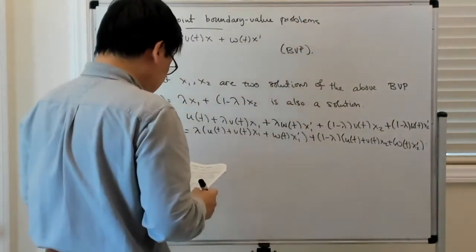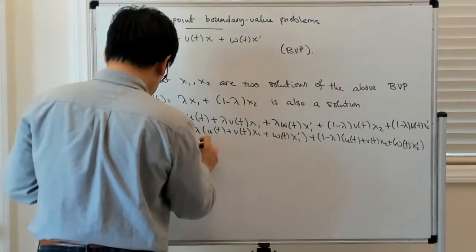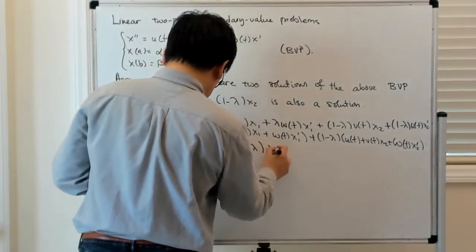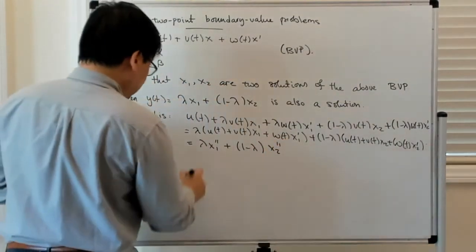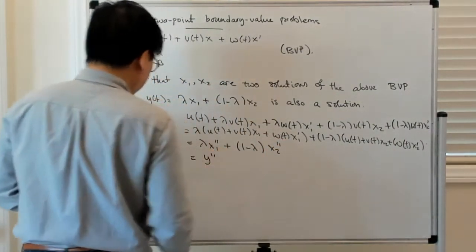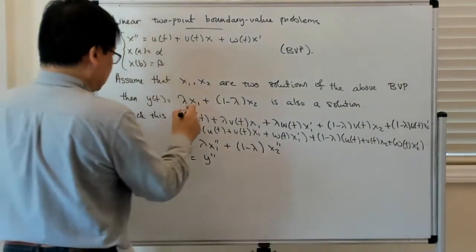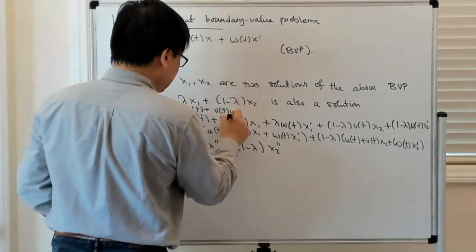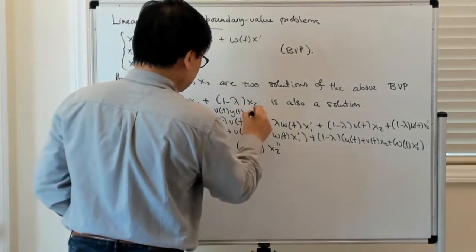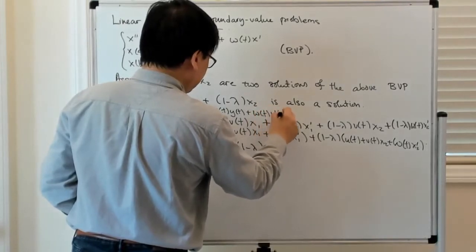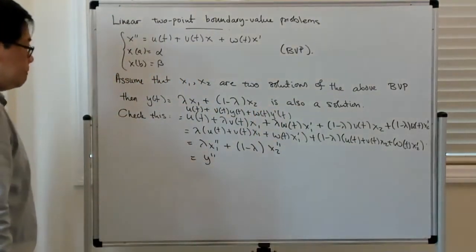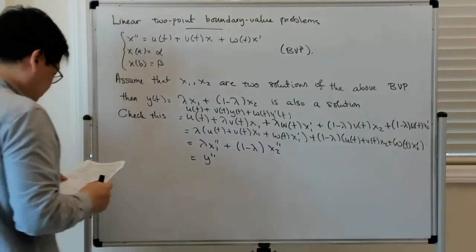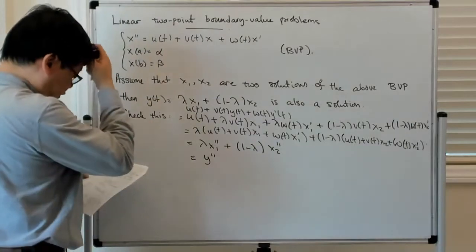And then these things are individually lambda x1 double prime plus 1 minus lambda x2 double prime, which is of course nothing more than y double prime. Okay, so this verifies that, so I should say that this is u of t plus v of t y of t plus w of t y prime of t. Okay, so that equality holds. You can check that.